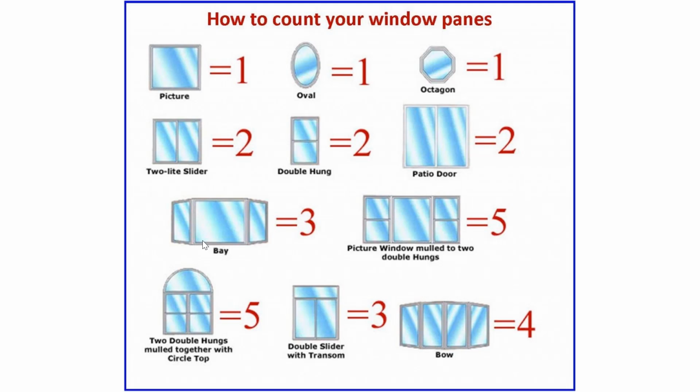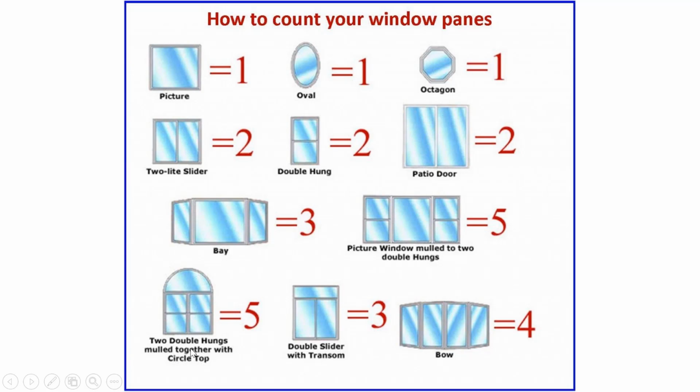Now this is a quick chart to show you how we would count each window pane. So again, just a picture window at the top here. If they don't open, they're just picture. That's one piece of glass. The sliders, 2 pieces of glass. Double hungs up and down, 2 pieces of glass. Like I said, patio doors 2. A bay window that would look like this is going to be 3 pieces of glass. Picture window that I showed you earlier, 5 pieces of glass.